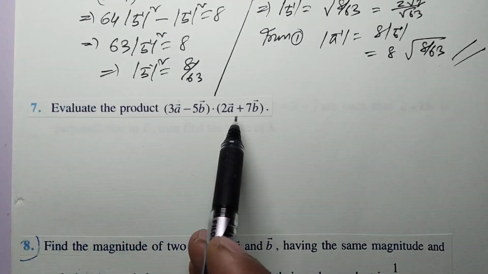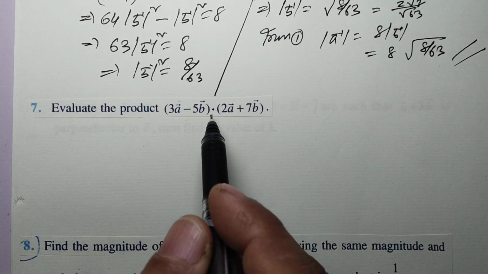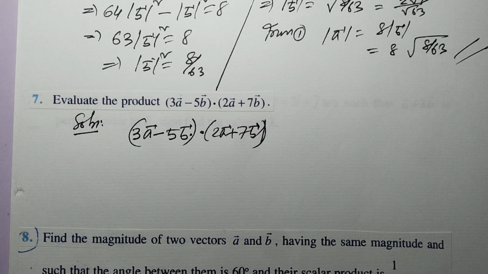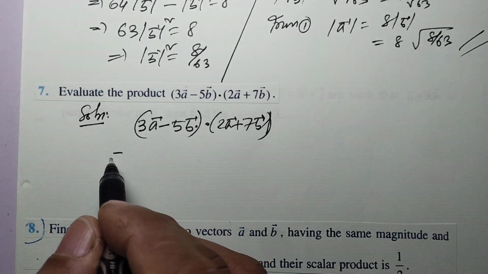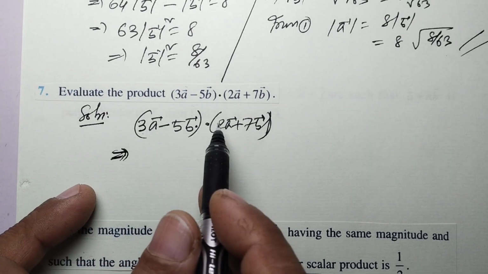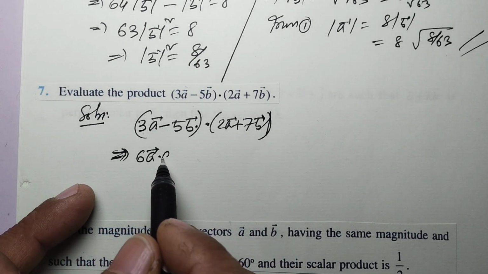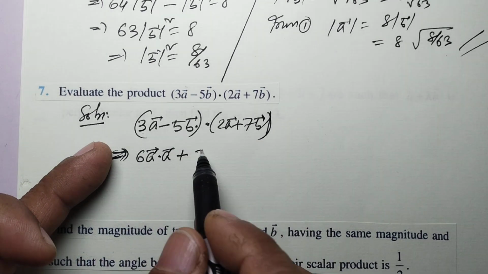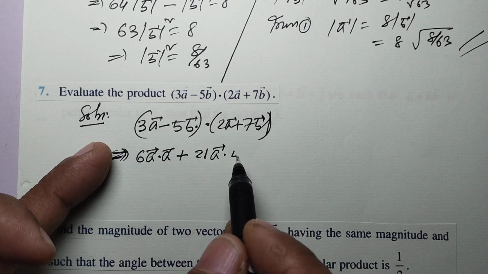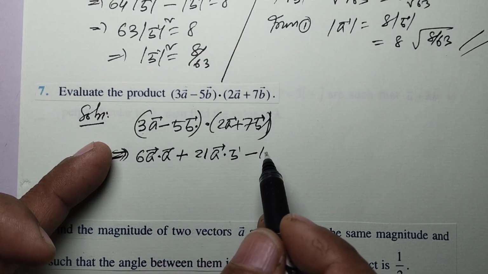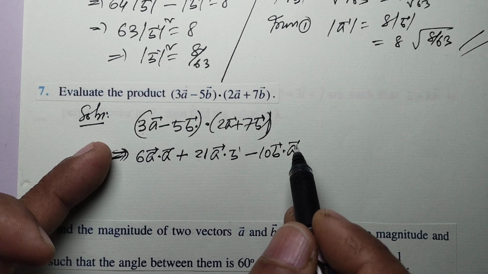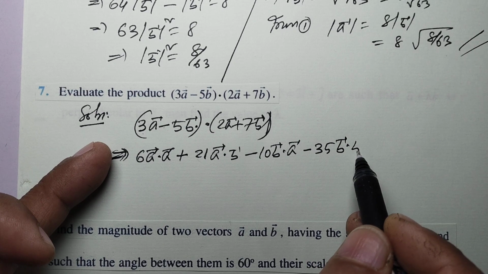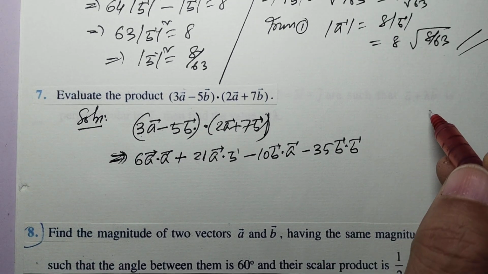Next question is exactly the same. Two terms are given, in between dot product is given. So just like ordinary multiplication, it is 3 into 2, 6 a dot a. Then first with second, it will be plus 3 into 7, 21 a dot b, minus 5 into 2, 10 b dot a, minus 5 into 7, 35 b dot b. Now we have to know this condition.